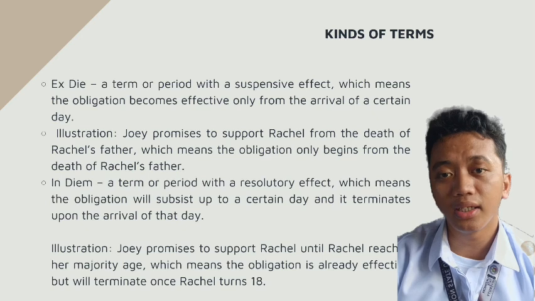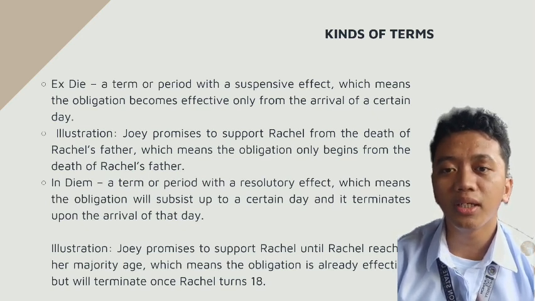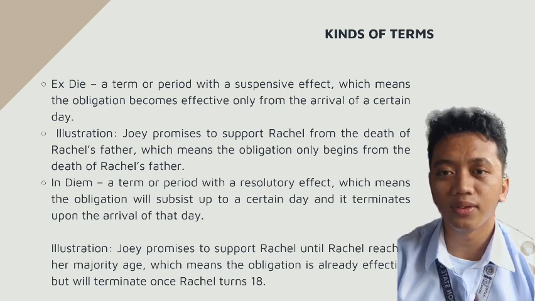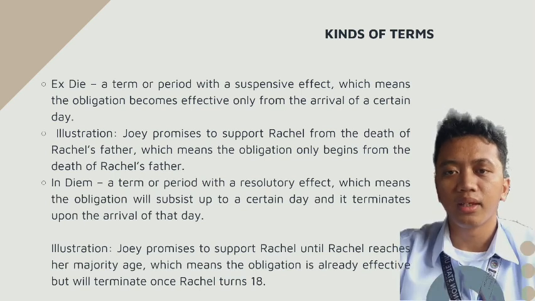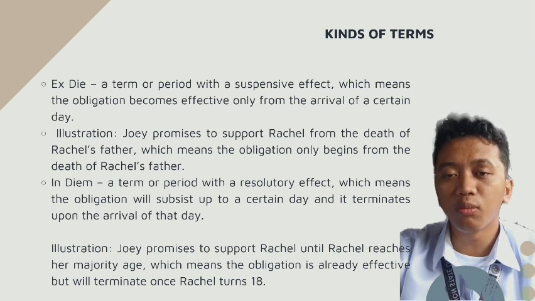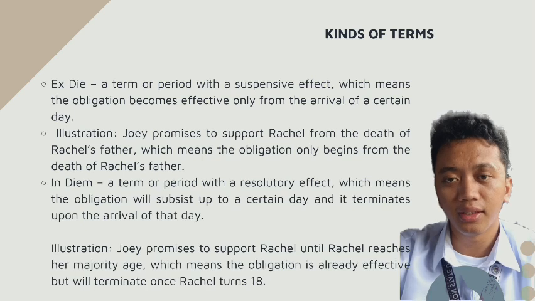From this statement, the obligation only begins if the arrival day arrives, which means the final day or the target day will arrive. For example, Joey promises to support Rachel from the death of Rachel's father, which means that the obligation only begins from the death of Rachel's father.